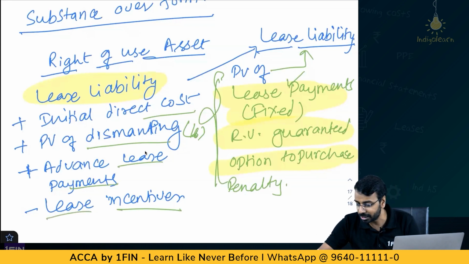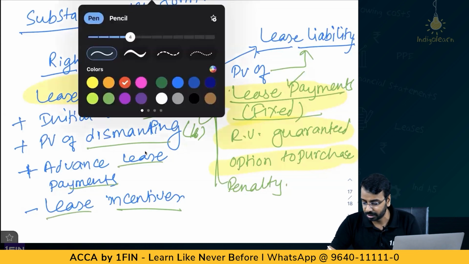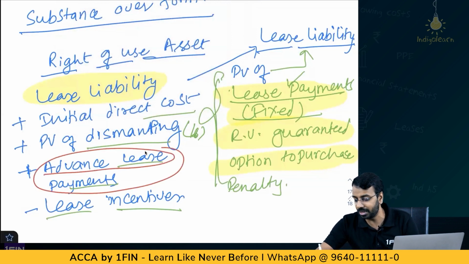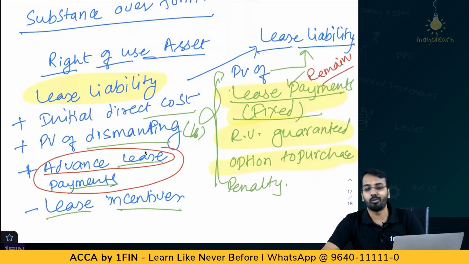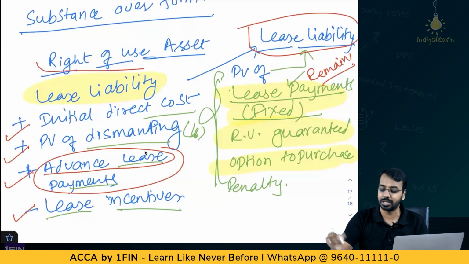Now, please remember this present value of lease payment, this portion will not include this advance lease payment. So when I'm saying present value of lease payments here, this is only the remaining lease payment. Whatever is left over, calculate the present value of that. That plus present value of residual value guarantee plus option to purchase plus penalty, that gives me lease liability. Then lease liability plus initial direct cost, dismantling, advance lease payment minus lease incentive gives me right of use asset.